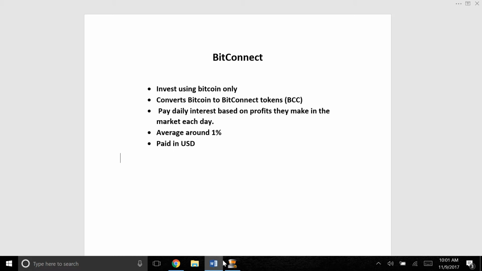BitConnect, the way it works, is an investment platform. It only takes Bitcoin, right? So you have to give them Bitcoin, and then that opens up a couple of different options for investment. For our purposes, we're only going to be venturing into the lending portion right now. There's staking and a few other opportunities within the site, but we're just going to be using the lending platform.